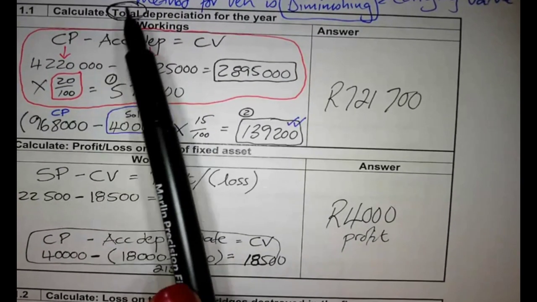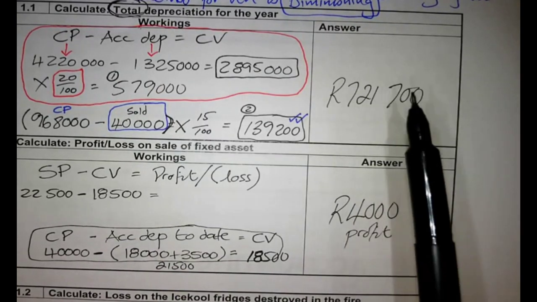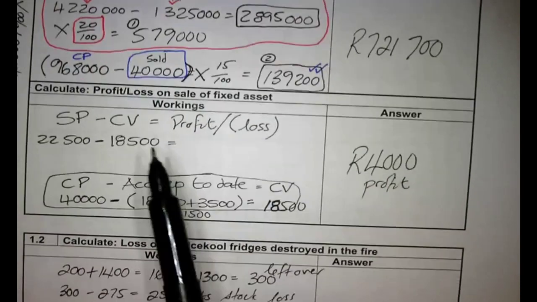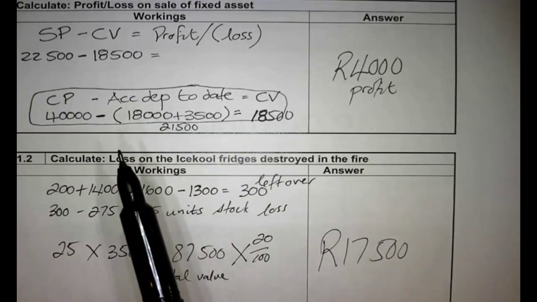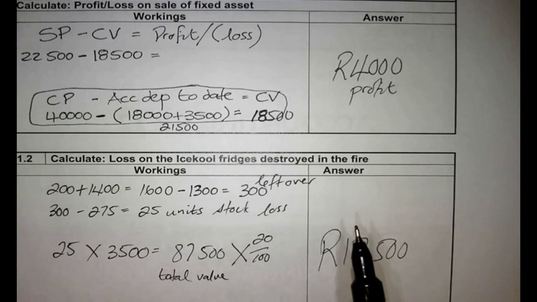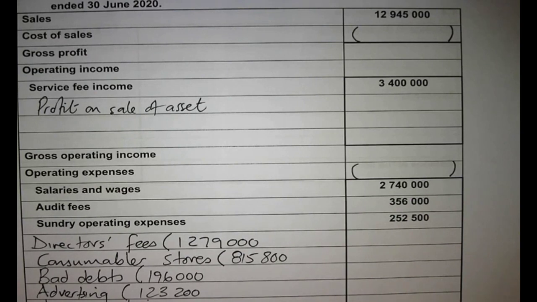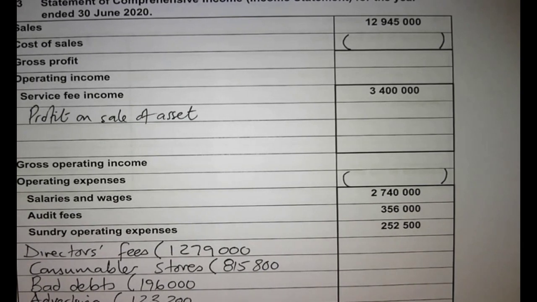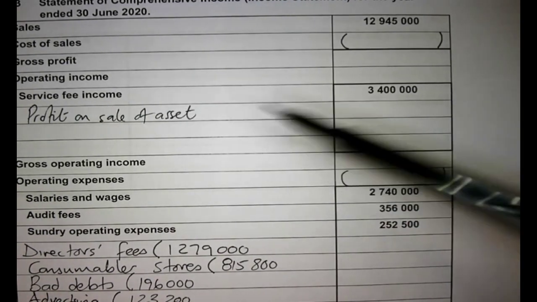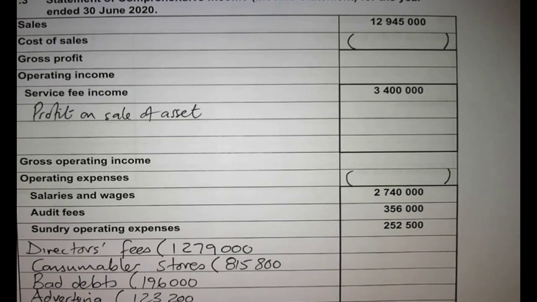Please don't forget that. Total depreciation, we're going to put in. We've already worked out depreciation. We don't have to work it out again. We're going to put in our profit on sale of asset. We've already worked it out. And we've already worked out our loss due to fire. The reason why they asked this year is that in the past, they would ask these questions and expect learners to put it on the income statement. But because the calculations are so big and learners lose marks because you don't put your calculations in brackets, they've now decided to do it this way, which makes sense to me as well.